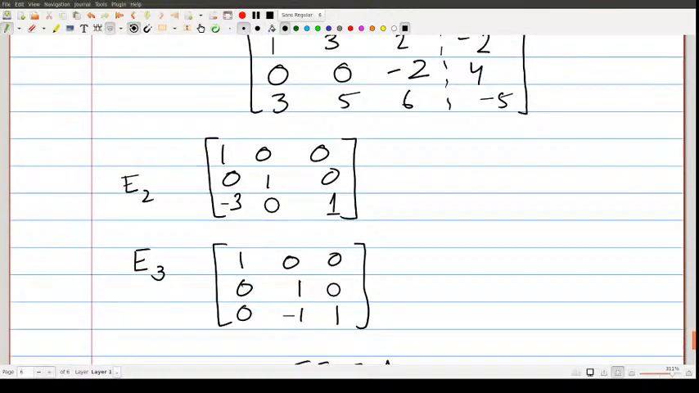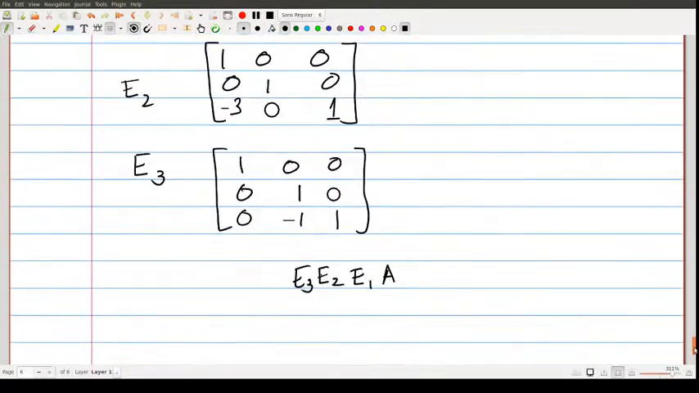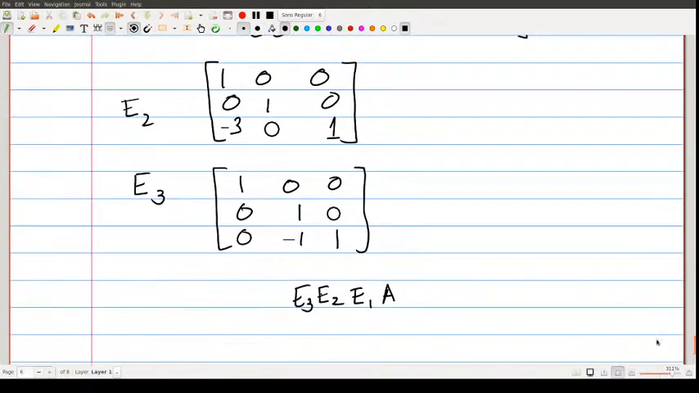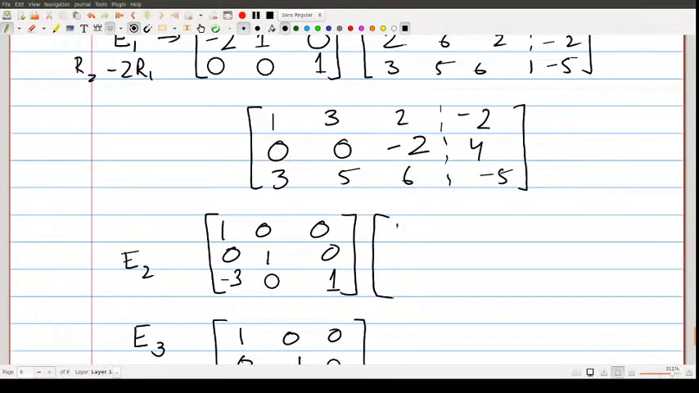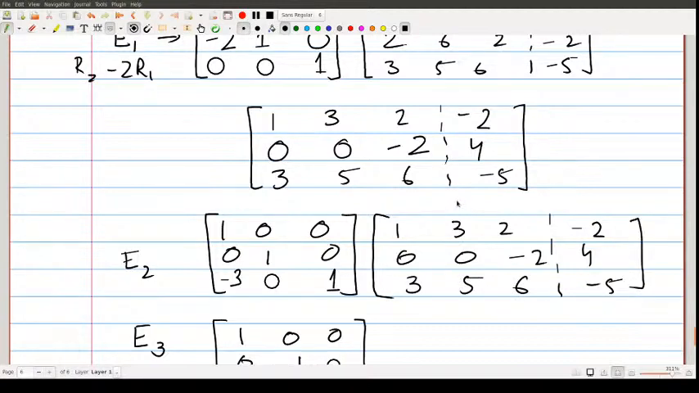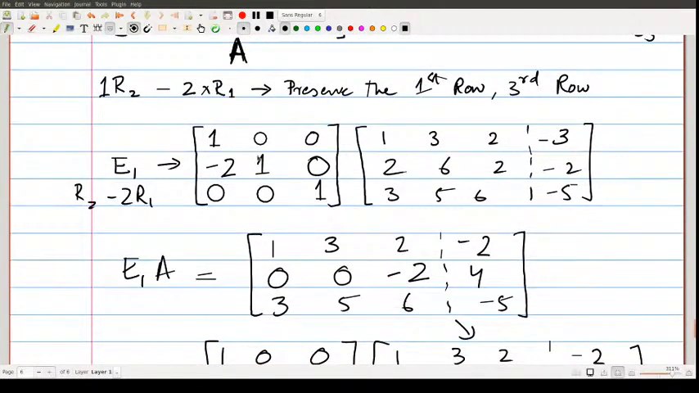Okay, one thing that we might be able to check is whether we need a permutation matrix at some point. So let's leave it here and see what we get. So we get 1 3 2, we have a minus 2 here, 0 0 minus 2 4, and if I eliminate this I get minus 3, so this was 3 5 6 minus 5. So this is E1 times A, right? This was E1, this was A, and so E1A is this matrix.